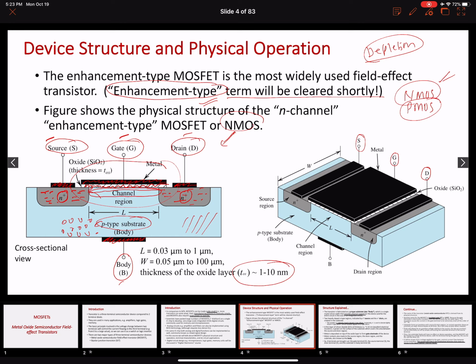Another important thing is this L, which is the length of the channel between source and drain. Another dimension is the width, which is the width of the oxide layer, if you will, or the width of the electrode terminals. Okay, so coming back to the body.